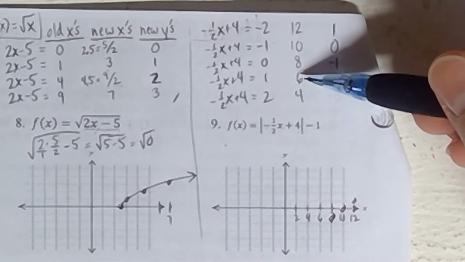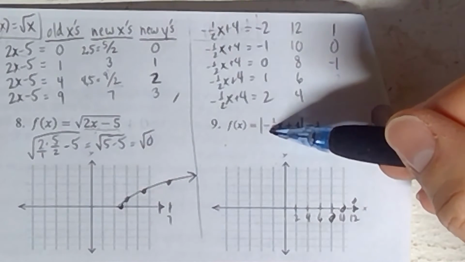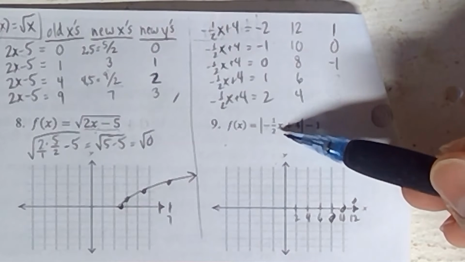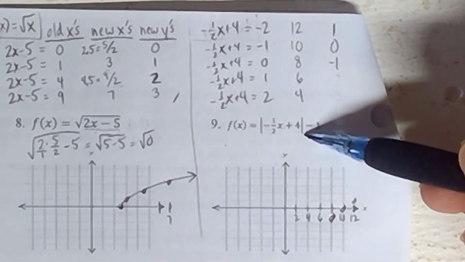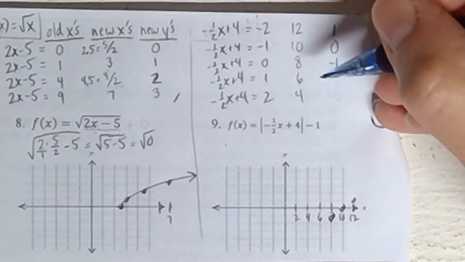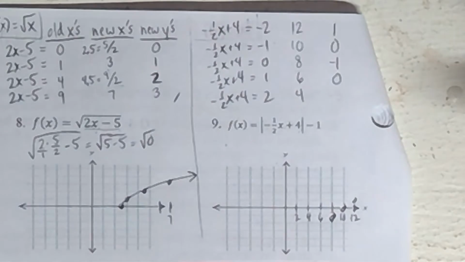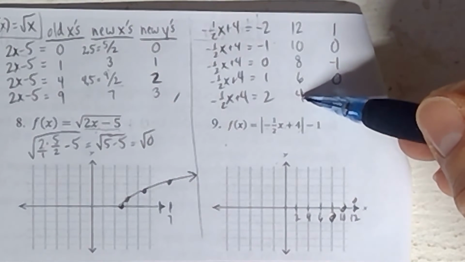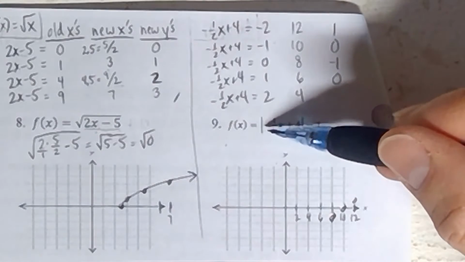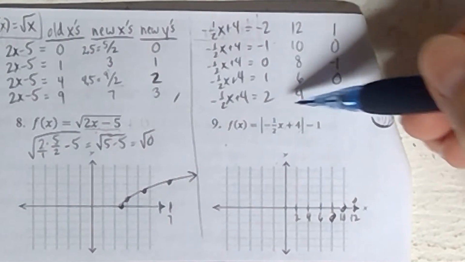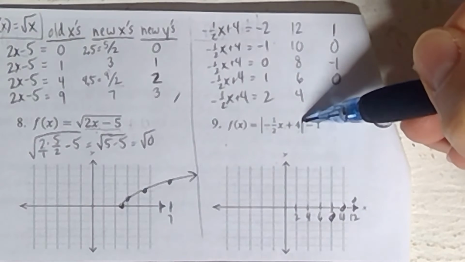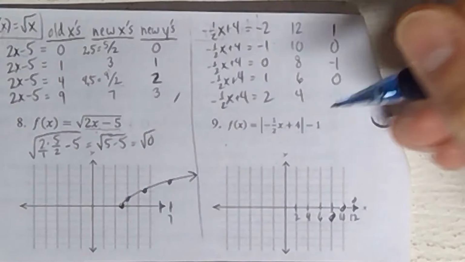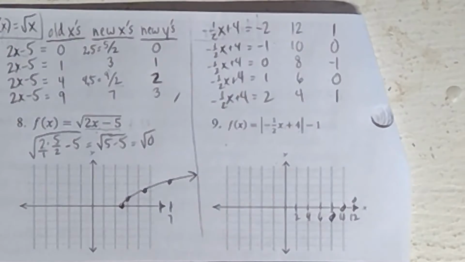numbers I just erased. If I plug in the 6, I get 6 times negative 1/2 is negative 3. Negative 3 plus 4 is 1. Absolute value of 1 is 1. 1 minus 1 is 0. Okay. And finally, if I plug in 4, I get 4 times negative 1/2 is negative 2. Negative 2 plus 4 is 2. The absolute value of 2 is still going to be 2. And then 2 minus 1 gives me that.